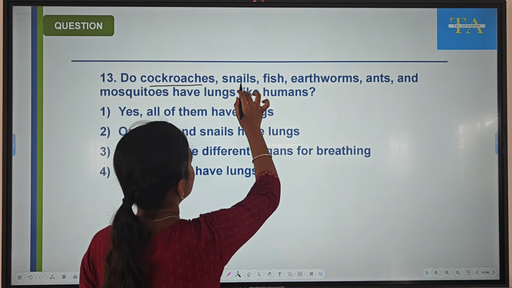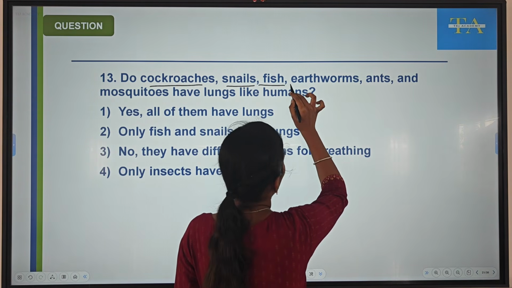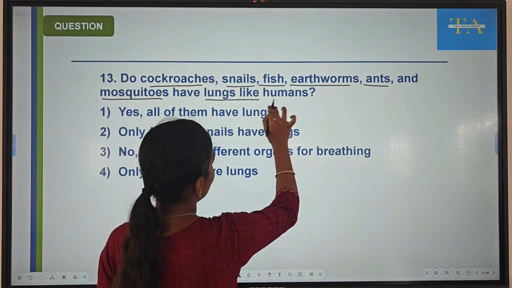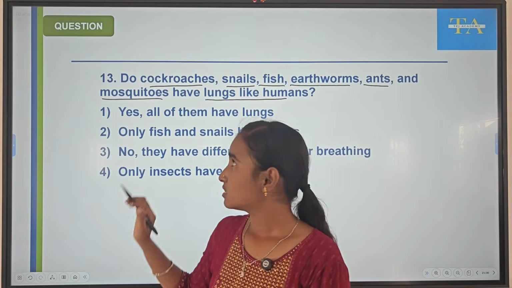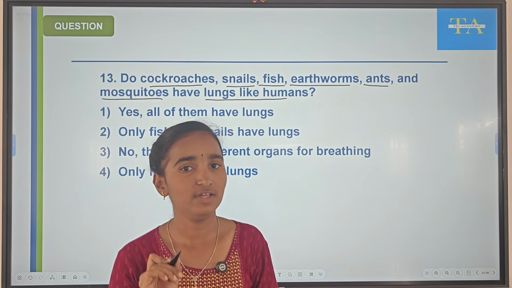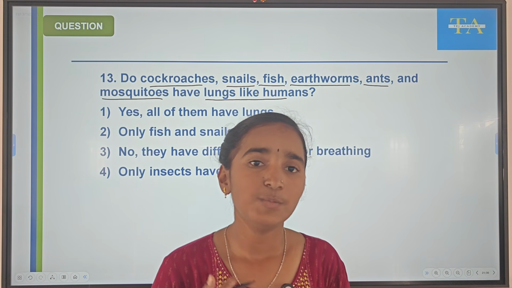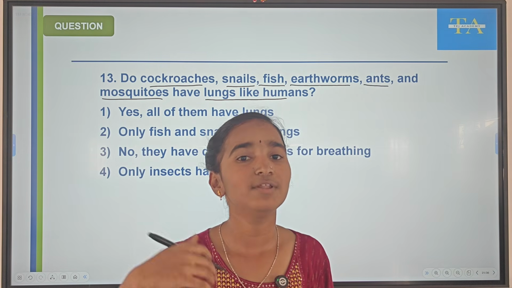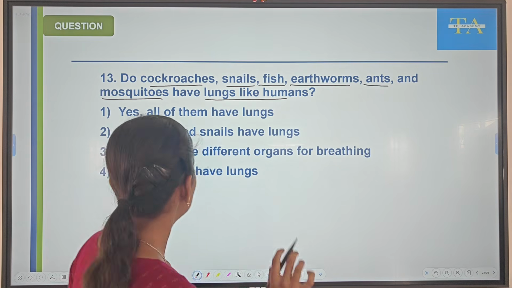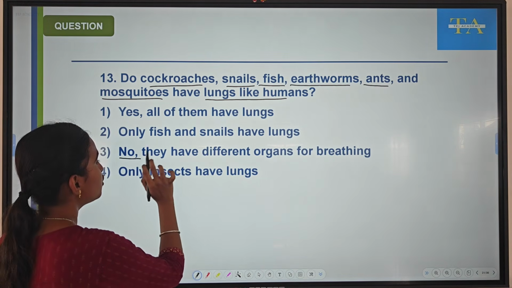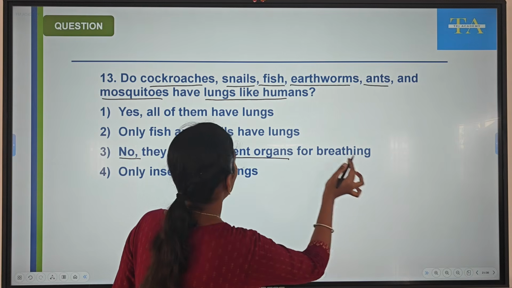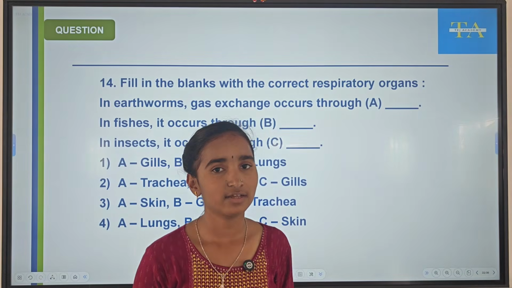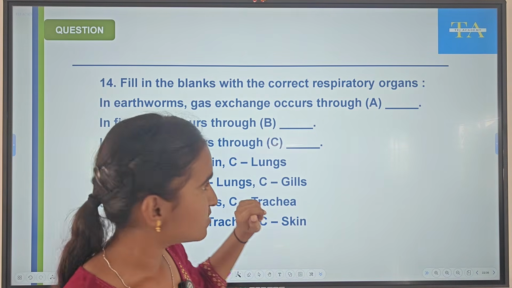Do cockroaches, snails, fish, earthworms, ants, and mosquitoes have lungs like humans? They are asking, do these organisms have lungs for respiration? Humans have lungs, but these organisms do not have lungs. They have some different structures for their respiration. Hence our option is no, they have different organs for breathing. This is our right option. Now we will see about those different respiratory organs in these organisms.